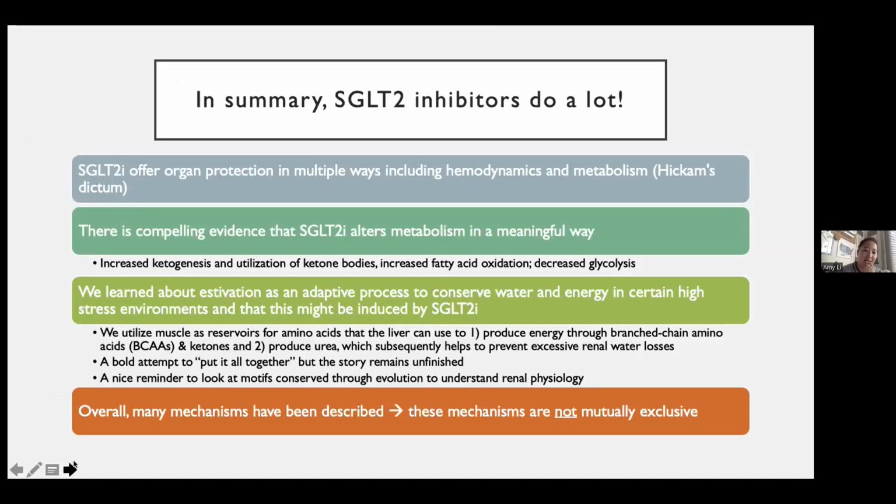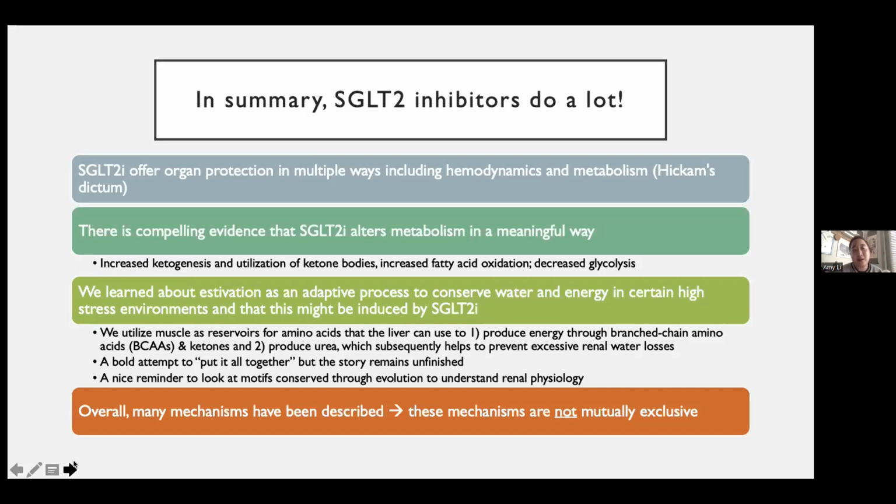Okay, next slide. And so we're coming to the end here. I got a few more slides, but I think in summary, there's a lot of things I think to be really excited about. Number one is, I think SGLT2 inhibitors offer organ protection in a lot of different flavors, including hemodynamics and changes in metabolism. I came across this thing called Hickam's dictum, which is a complete opposite of Occam's razor, where it doesn't have to be just one pretty thing that helps to explain everything. But SGLT2 inhibitors, I think, will do whatever they damn please. And they do a lot. They really do a lot.